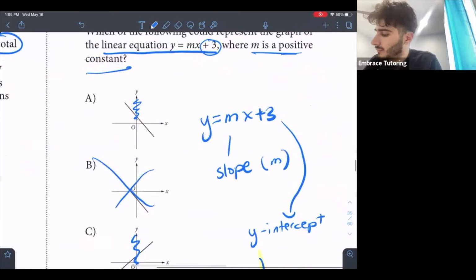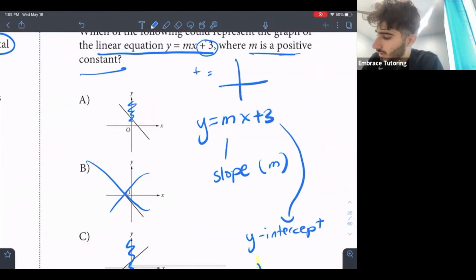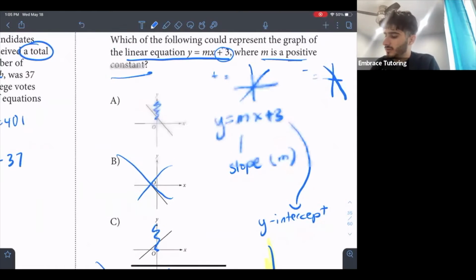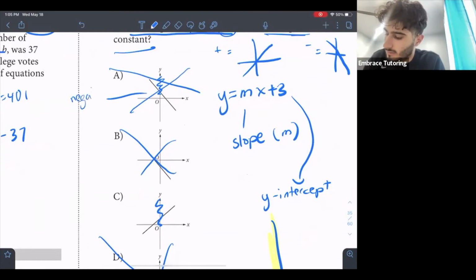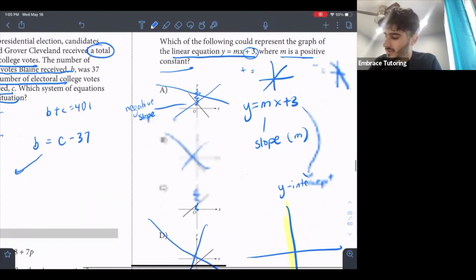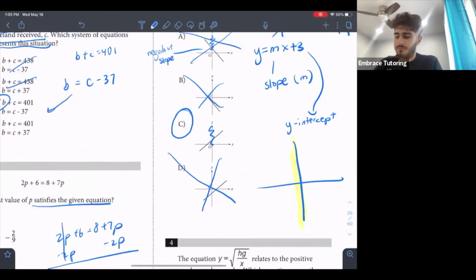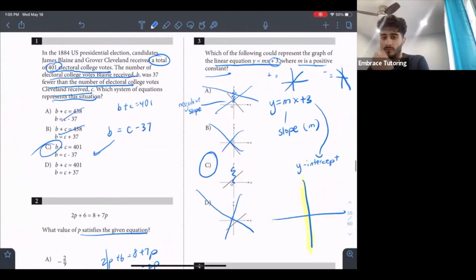Now, m is a positive slope. If it's a positive slope, then the line goes up. A negative slope means the line goes down. A is not correct because this shows a negative slope. So we know that our answer has to be choice C. That's how you do this problem. You just have to remember the form of the line, that a positive slope goes up and a negative slope goes down, and that the y-intercept depends on whether it's positive or negative, up or down the y-axis.